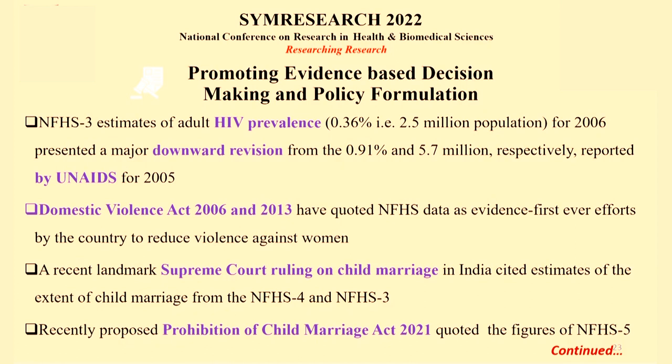I would also categorically like to mention, because I was part of that exercise, that in 2005 the country was struggling with estimated and projected HIV cases of around 6 million, 5.92 million. That was the time when, as a part of the National Family Health Survey, we had community-based HIV prevalence for the first time. And our estimate came to 2.47 million. From Delhi to Geneva, everyone was worried.